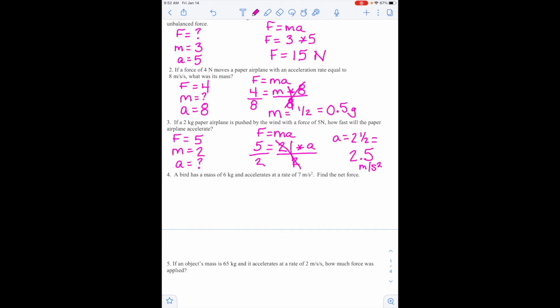Number 4, a bird has a mass of 6 kilograms and accelerates at a rate of 7 meters per second squared. Find the net force. So we are looking for our force this time. Our mass is 6 kilograms and our acceleration is 7 meters per second squared. Using our formula F equals ma, we know our mass and our acceleration. So our force is equal to 42 newtons, because 6 times 7 is 42.